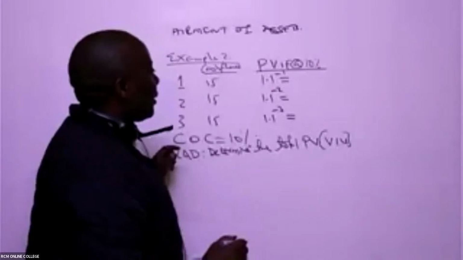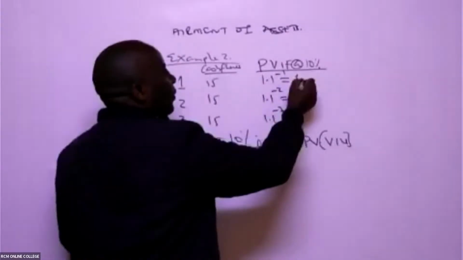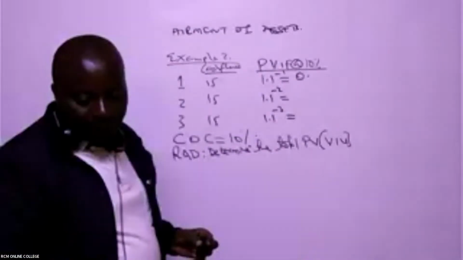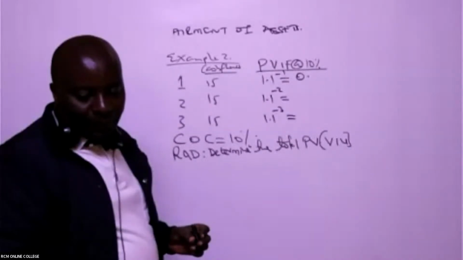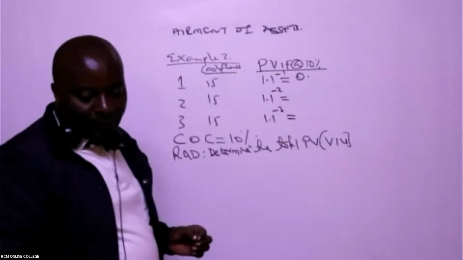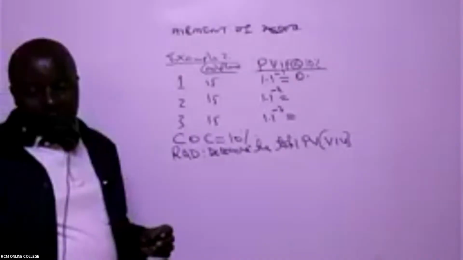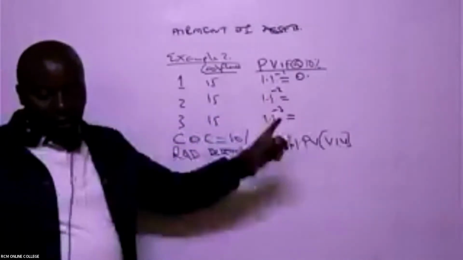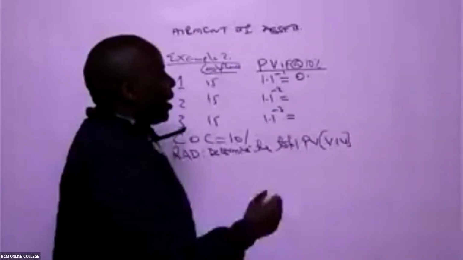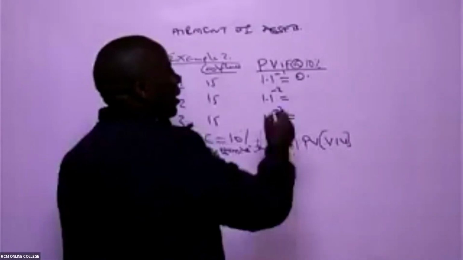All right, so what do we have here? Please give me these figures. The first one, 0.1991... How about the second one? 1.1 raised to minus 2.